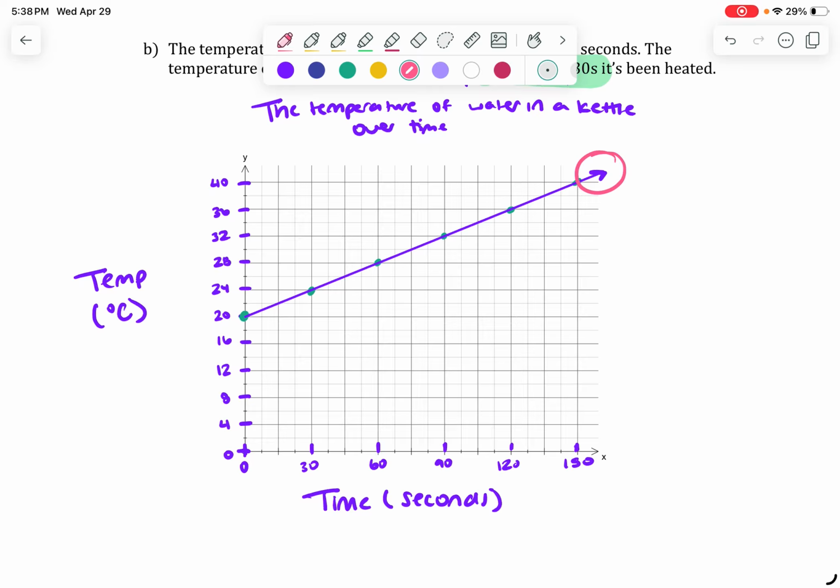However, if I was ever asked follow-up questions, please note that I do have to consider what is logically possible or feasible, okay? So depending on what scale you chose, if your graph can continue to the right, pop an arrow in there. If you've already reached 100 degrees, do not put an arrow in there, because you should stop the graph when it reaches 100, okay?